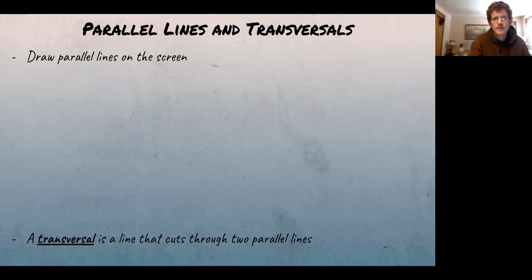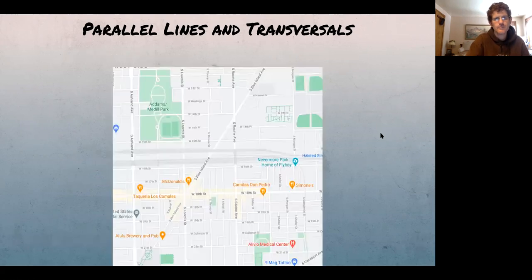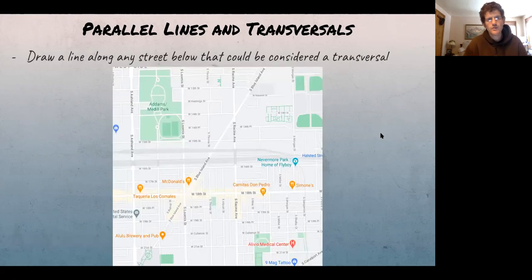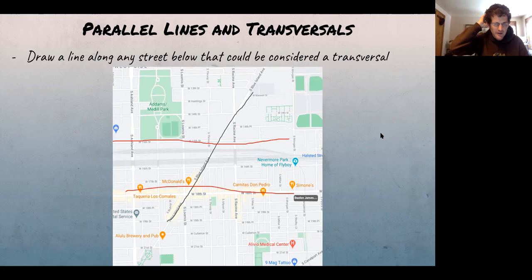All right, so let's look at this. I want you to draw a line on any street that you think is a transversal. Okay, we got someone drew a transversal along Blue Island Avenue. And this is in Chicago, by the way. There you go. I got another one there. Okay, so you're drawing the parallel lines for it. Very good. So we got some parallel lines.